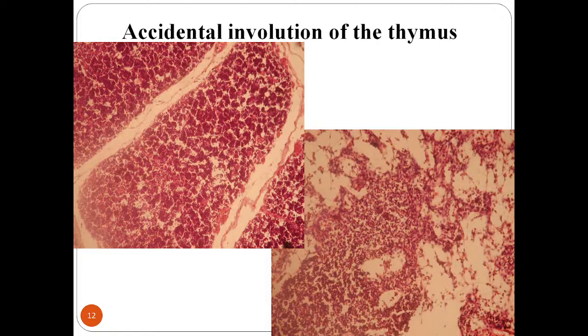Microscopic change in accidental involution of the thymus. You can see on the slide the cortex zone, a whitish zone, and the medulla zone. The cortex is whitish because T lymphocytes are absent. T lymphocytes move from the cortex to the medulla zone. Inversion of layers: the medulla zone has many lymphocytes and the cortex zone has absent lymphocytes.